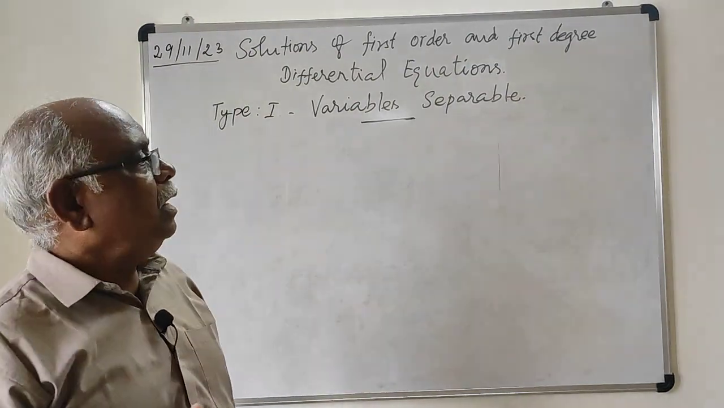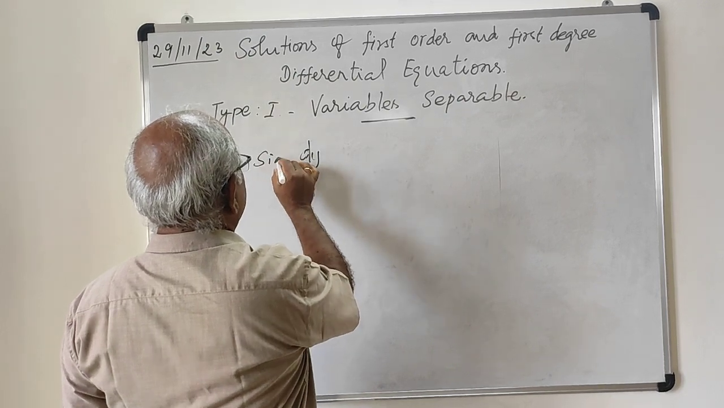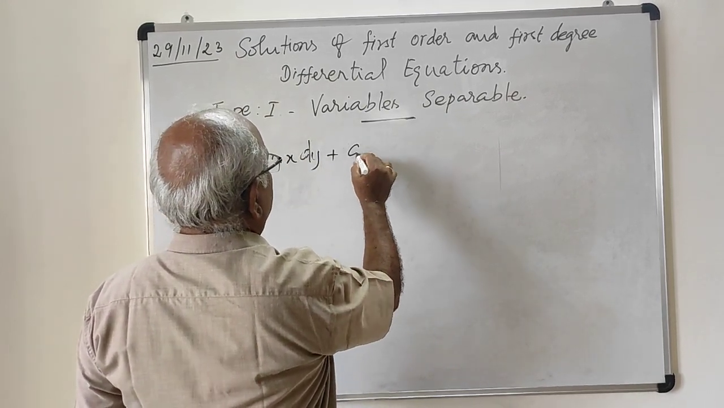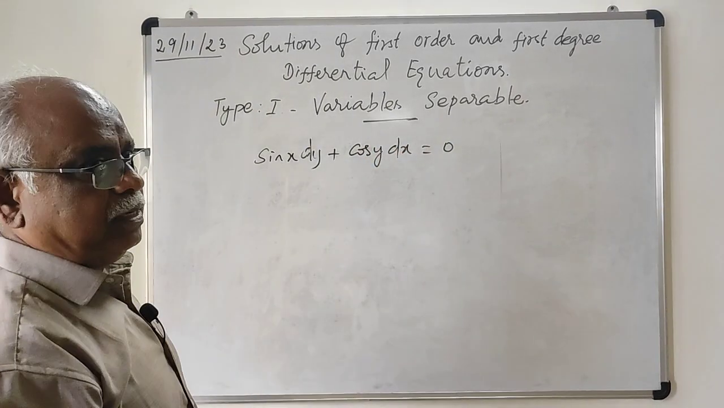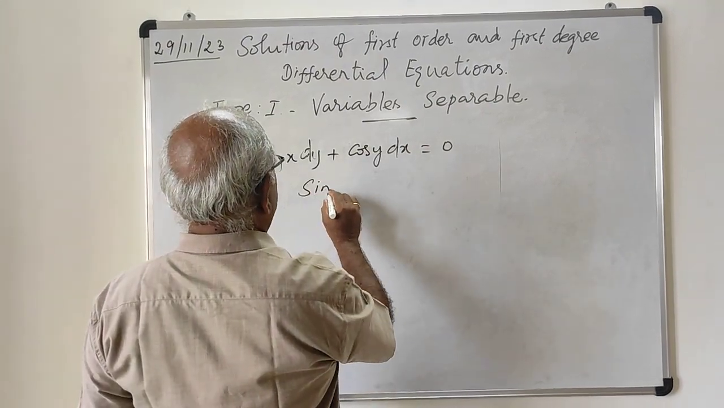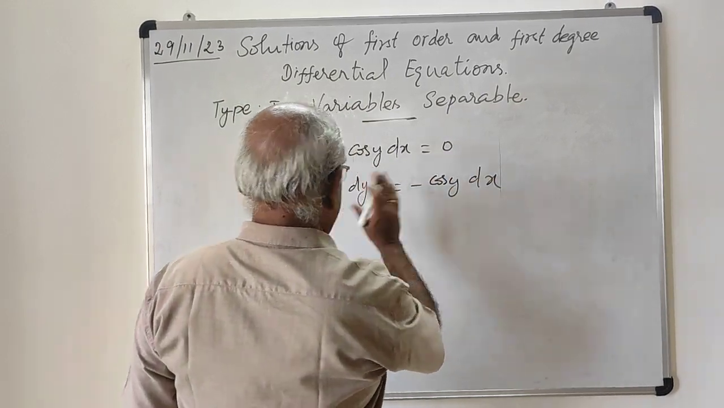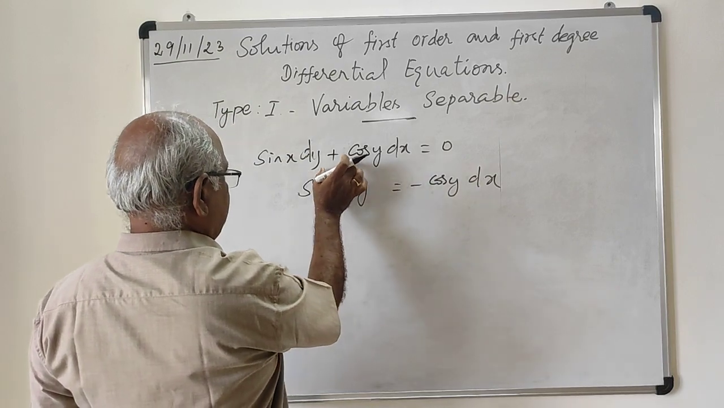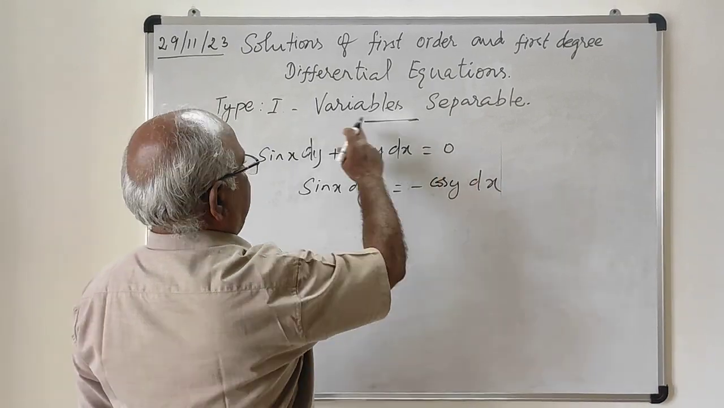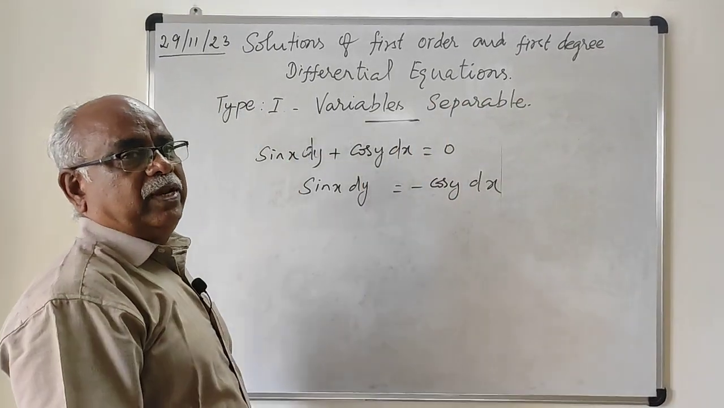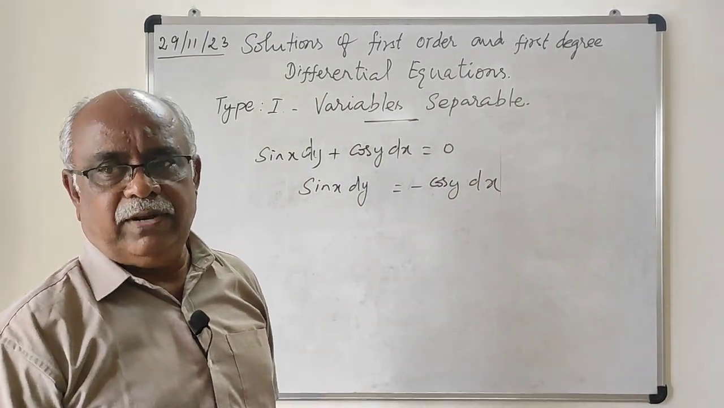Variables separable means, take a differential equation like sin x dy plus cos y dx equal to 0. In this differential equation, you keep sin x dy equal to minus cos y dx. You just split this single equation into two sides. You bring x terms on one side and y terms to the other side. That is called variables separable. The variables x and y are separated, and then we have to solve the differential equation.